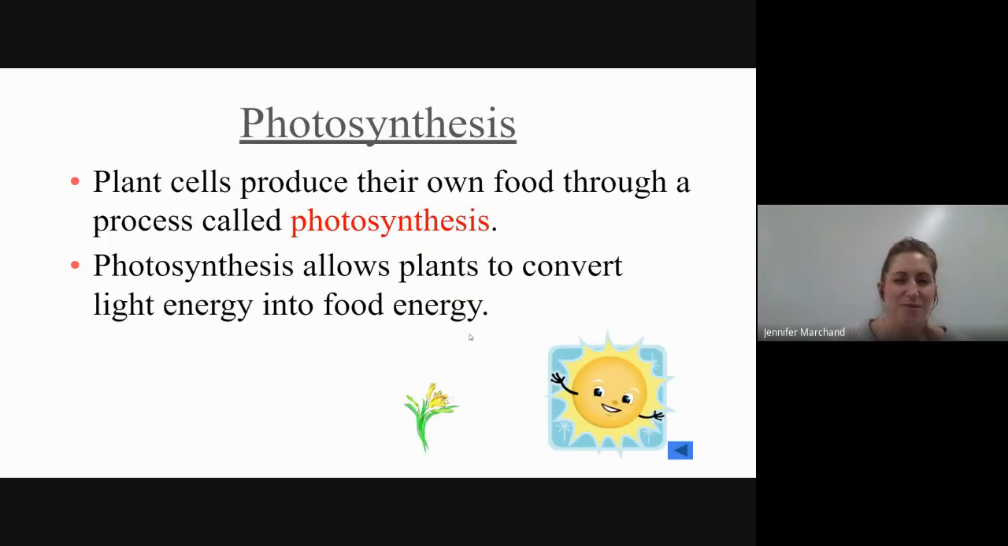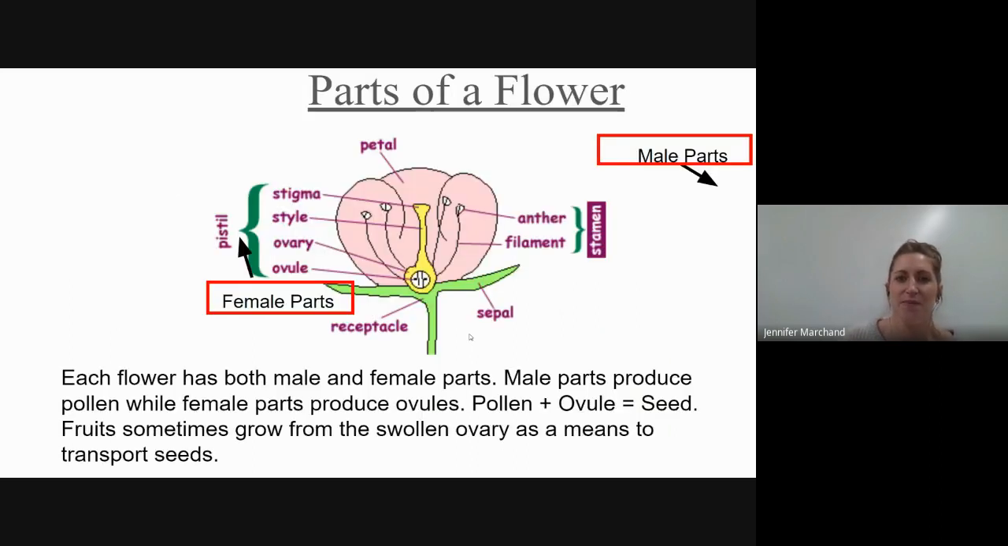We should know this, but just in case you don't, the way plants get their food is that they go through photosynthesis. Plant cells produce their own food through a process called photosynthesis. Photosynthesis allows plants to convert light energy into food energy using their chloroplasts. Okay. We'll talk more about photosynthesis here in a couple weeks. We have a whole unit, not a whole unit, but at least a week on photosynthesis. So we'll talk more about that then.